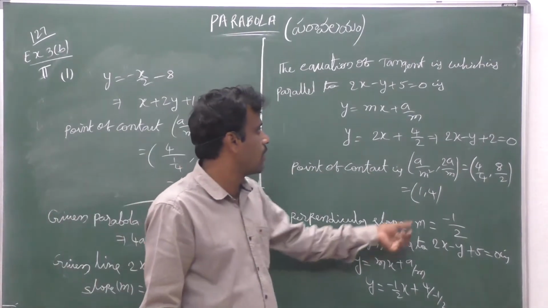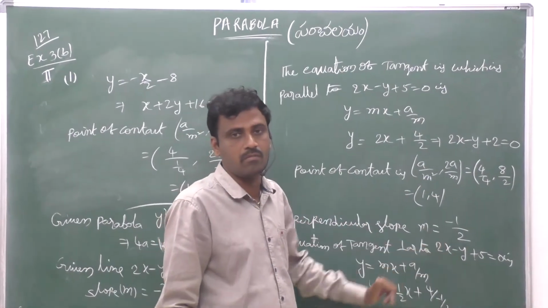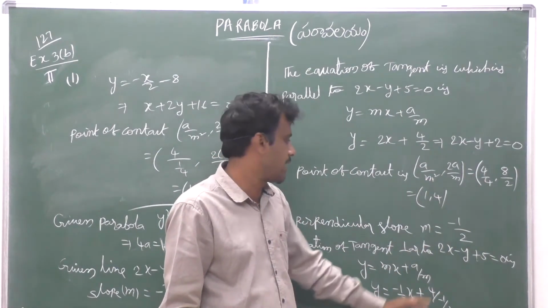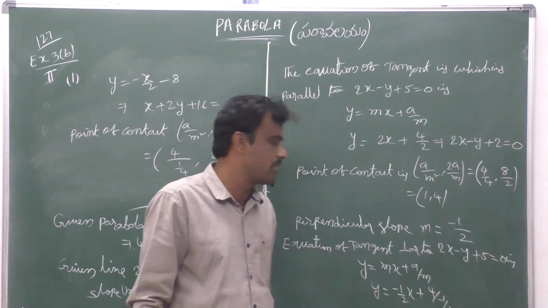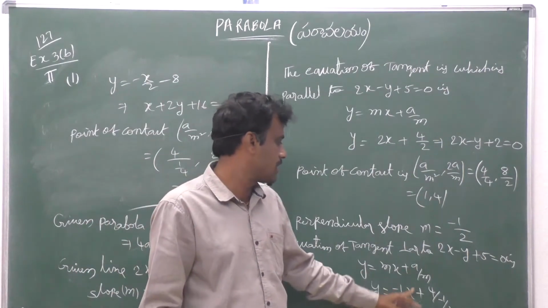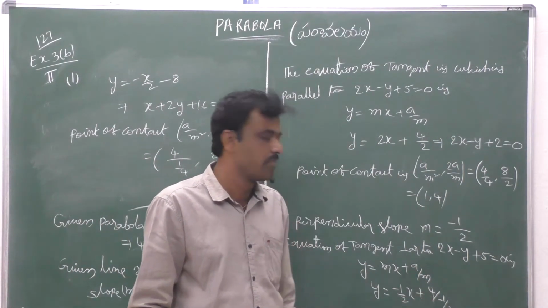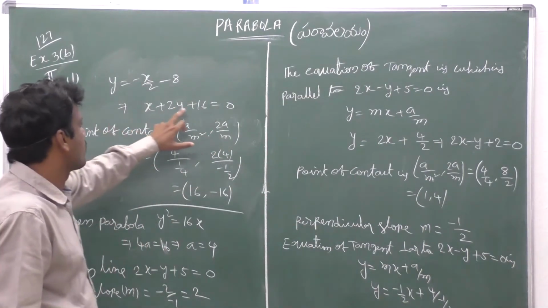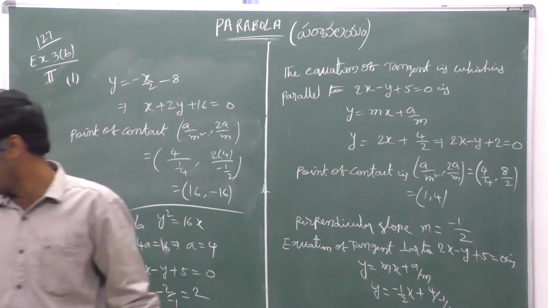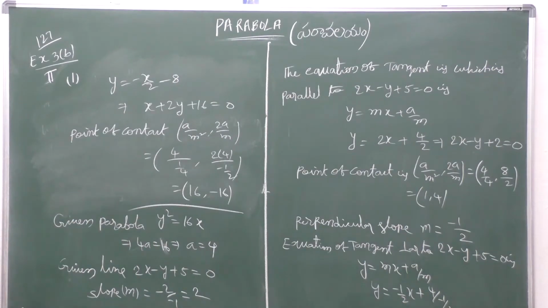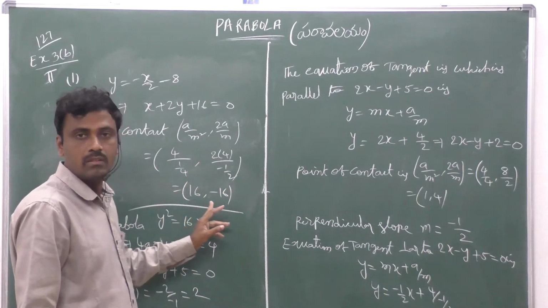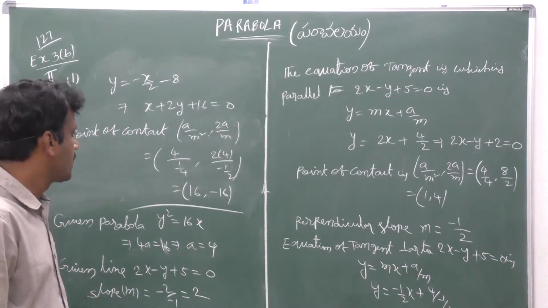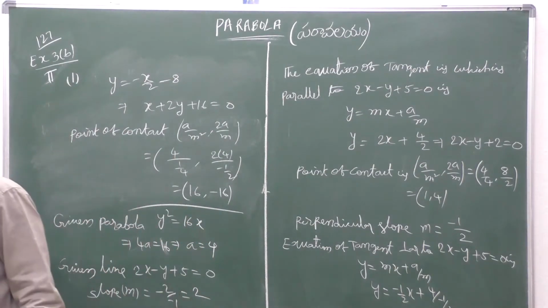Perpendicular slope m equal to minus 1 by 2. Equation of tangent perpendicular to 2x minus y plus 5 equal to 0 is y equal to mx plus a by m. M is minus 1 by 2, a is 4. Then it will be converted to x plus 2y plus 16 equal to 0. Next, point of contact a by m square comma 2a by m. That is 4 by 1 by 4, 2 into 4 by minus 1 by 2. That is 16 comma minus 16. Problem first one.